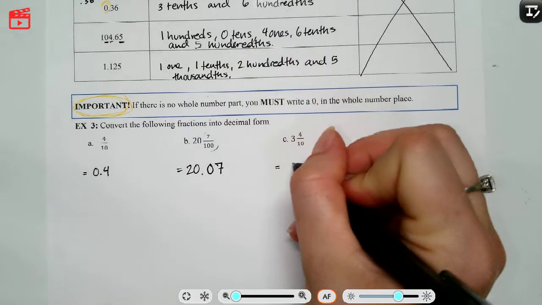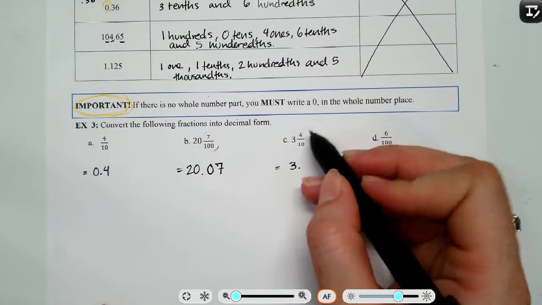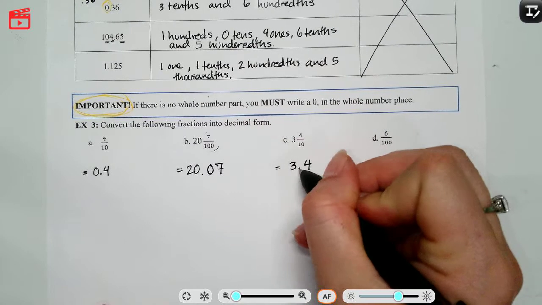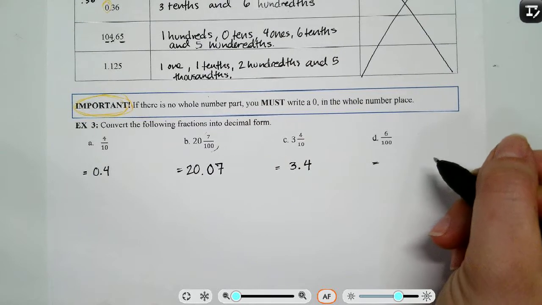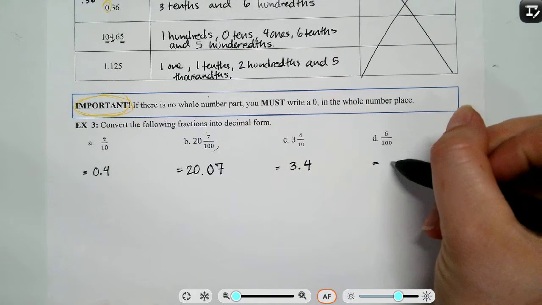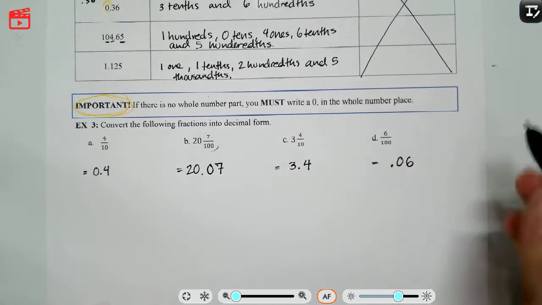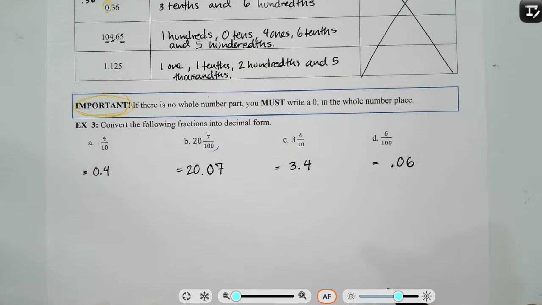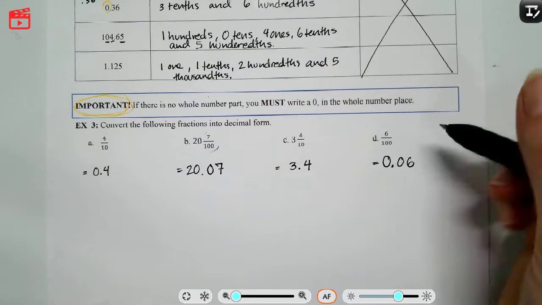Okay, so for C, well, we have 3 as the whole number part, and then we have 4/10. So 4/10 is just going to be 4 in the tenths place. And then for D, 6/100. Well, I would go ahead and write this, but what's wrong with this? What's wrong with the way I wrote it? It's missing that 0. Okay, so please check, make sure, go ahead and write a 0.